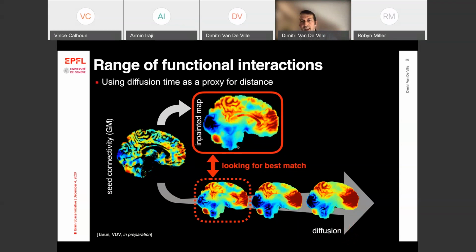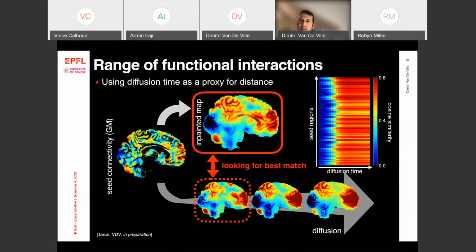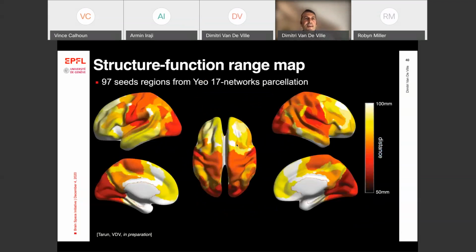brain graph. And very nicely, if you now make this comparison, you see that there is a very clear phase transition in terms of similarity between the inpainted map that has the full information and the best match that happens at a certain diffusion time. And so that can be translated into what we call a structure function range map. In this case, we started from regions defined by the EU17 atlas. And we translated already the optimal diffusion time into the corresponding anatomical distance.